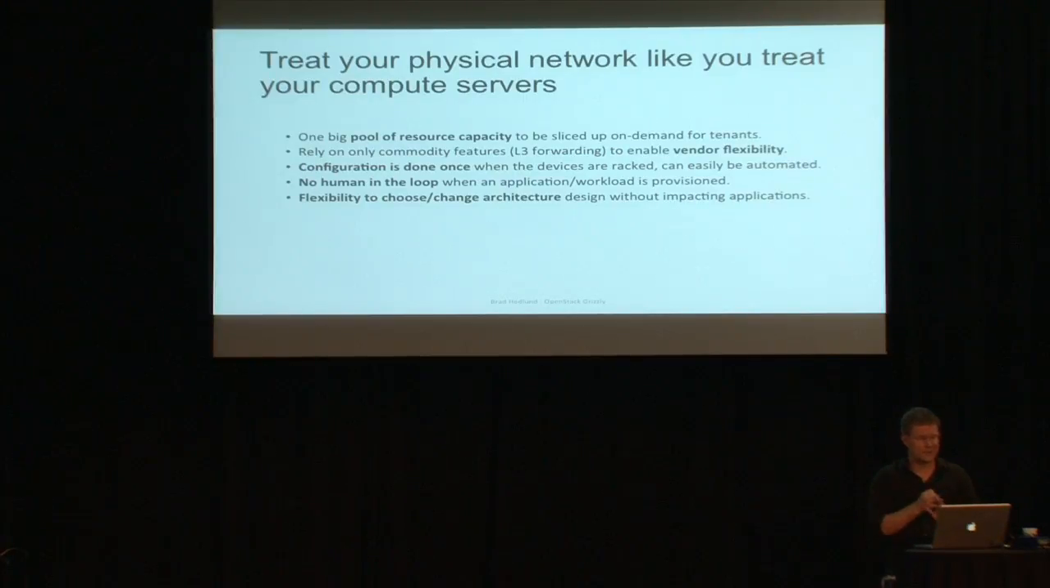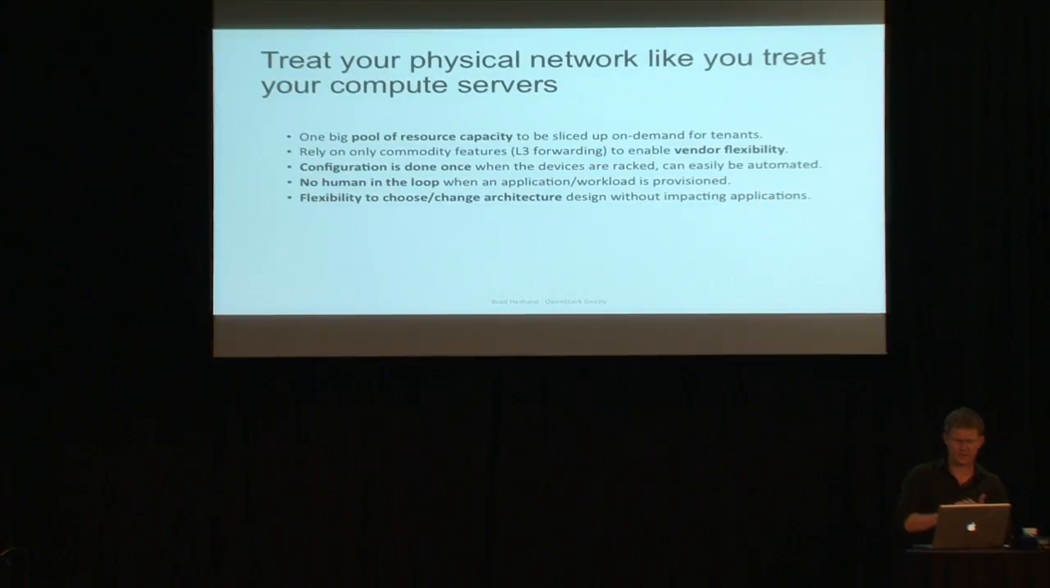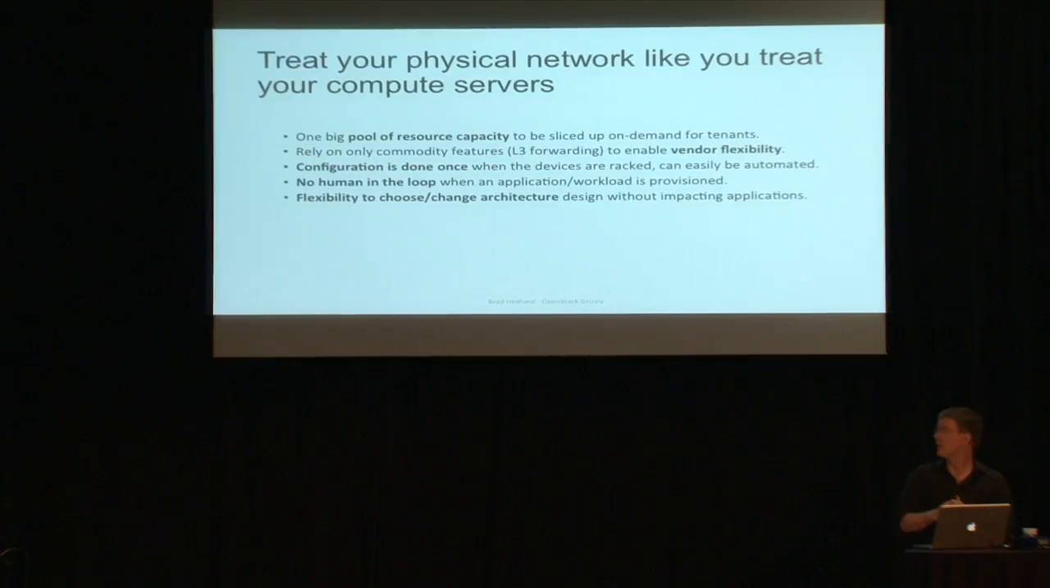Secondly, we rely only on commodity features, specifically L3 forwarding capability within the physical network. Why that's important is it means you can get your network hardware from anyone, right? You can buy it from one person, and when you're building out your next data center, you can decide to buy it from another, right? You're no longer tied to a particular network vendor, just like you aren't necessarily tied to a particular server vendor, because you have x86 as your simple commodity interface to buying that server hardware.